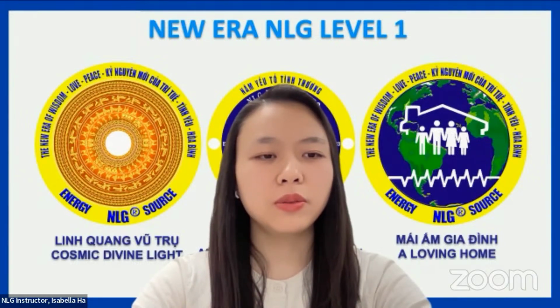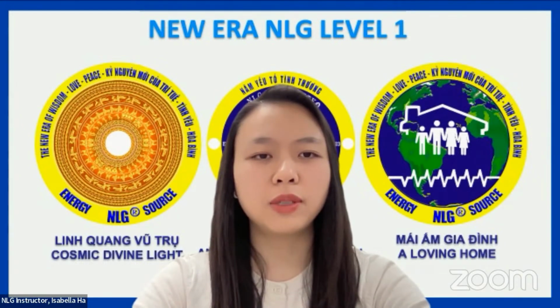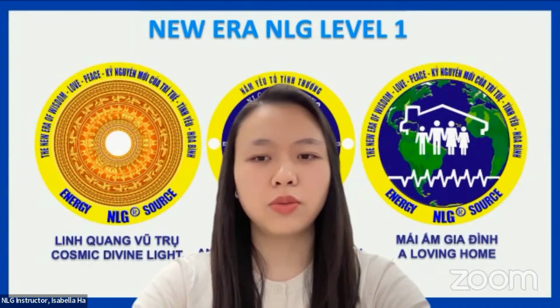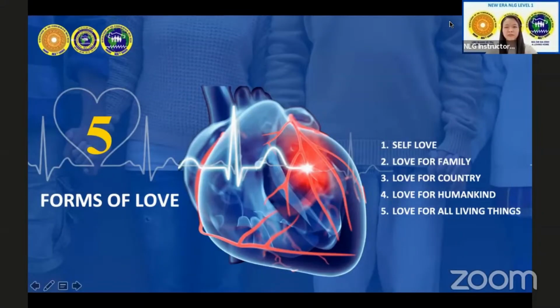All right, so we're going to talk a little bit more about the 5 forms of love. Remember that this core element of energy is really, really important. Even if you get to level 5, we will continue to remind you constantly about this core element, which is basically the thing that you need to have in order to connect to the energy source that we're interested in.